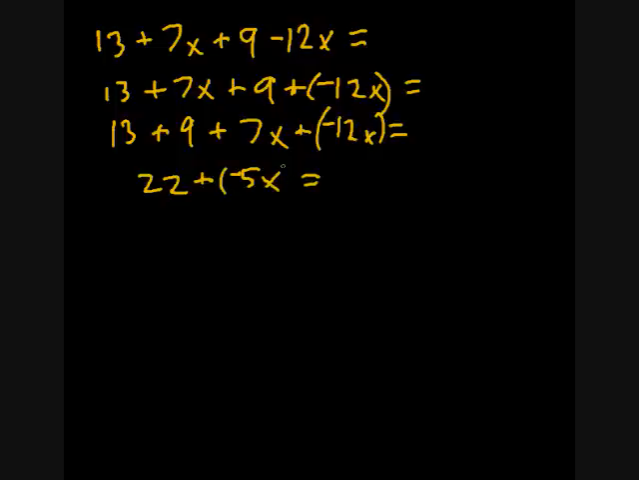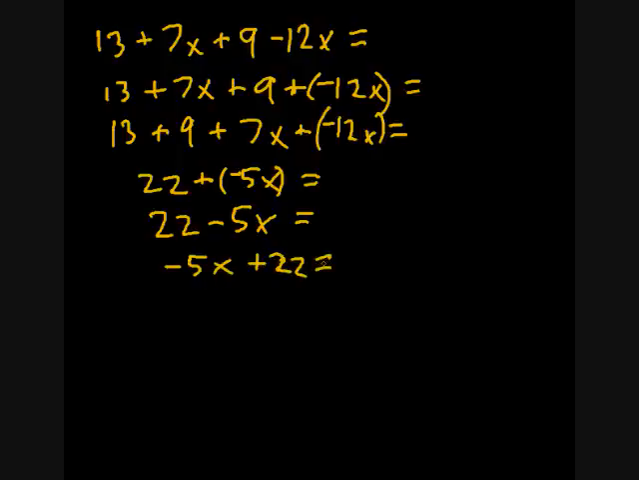And just to make it pretty, we'll make it 22 minus 5x. We like to eliminate double signs when we can. And usually in algebra we'll write the term with the variable in front of a term without a variable. So minus 5x plus 22. And again, notice that I was able to rearrange the negative 5x and the 22 so that the negative 5x is first and the 22 comes second.